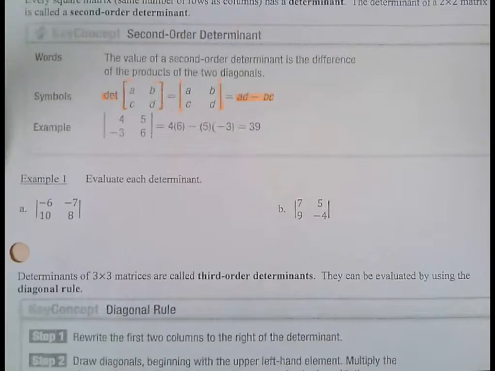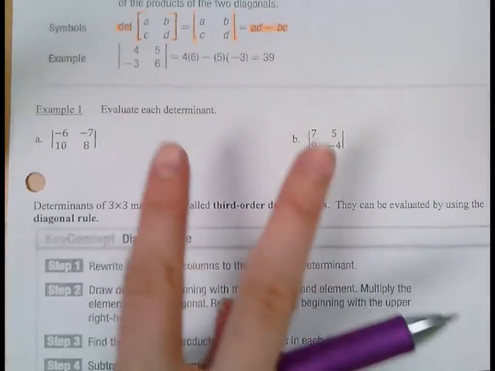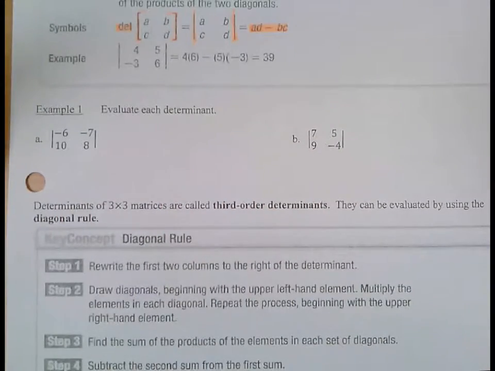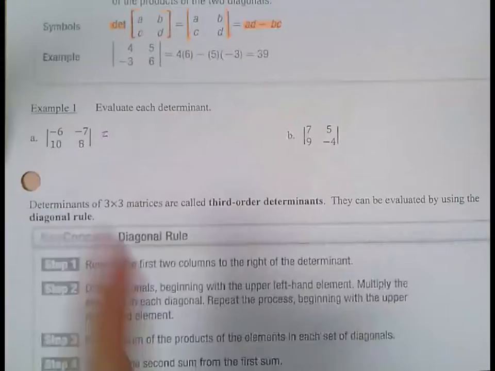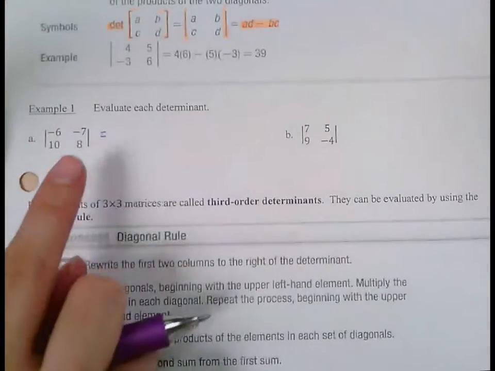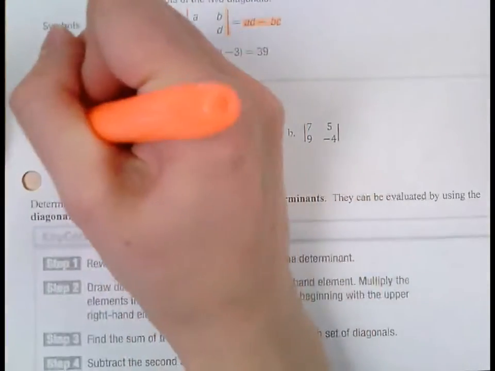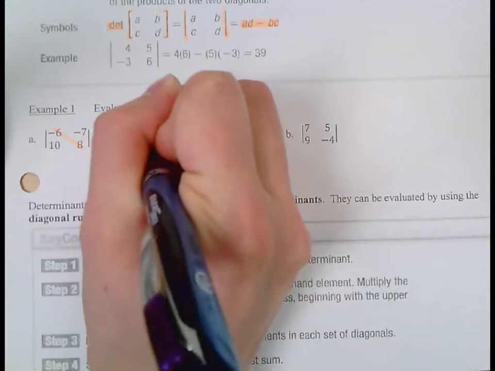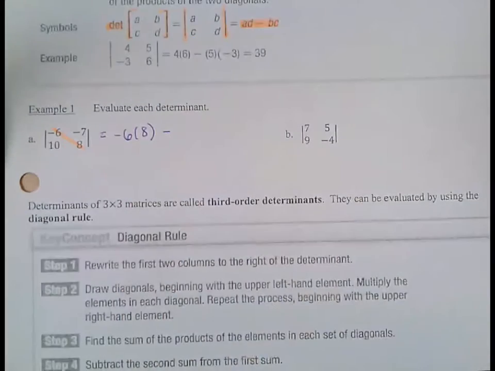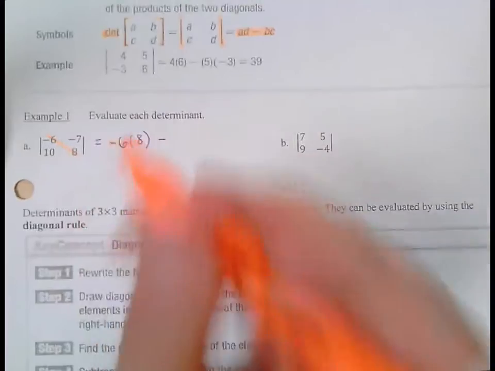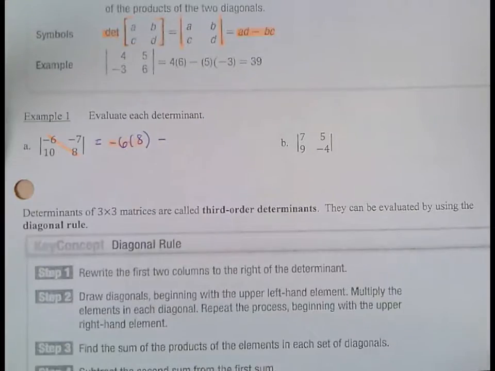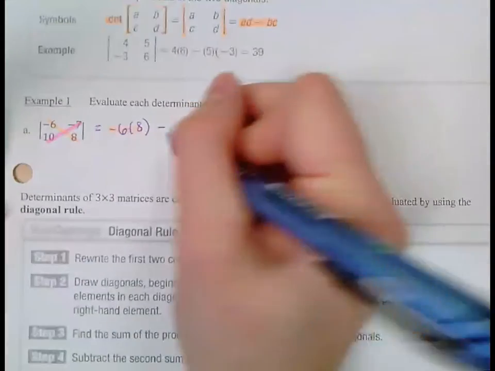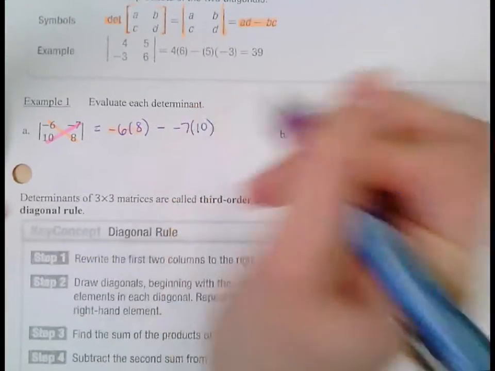So if we're going to look at example 1, we have two determinants. Notice it just has the vertical lines, so we're finding the determinant. So to find this, I start with my first diagonal, the negative 6 times 8. I'll fully write this out so you can see where it's coming from. So we have that first product, negative 6 times 8, and then we're subtracting that second diagonal product, which would be negative 7 times 10.